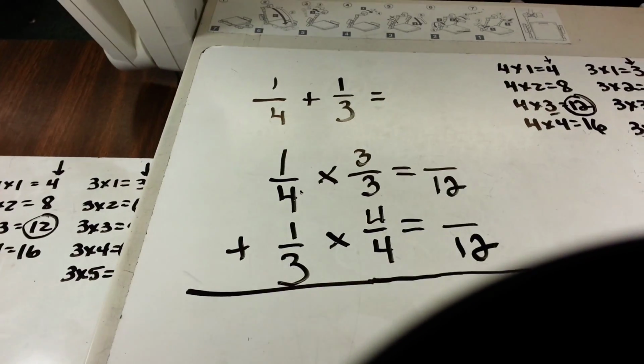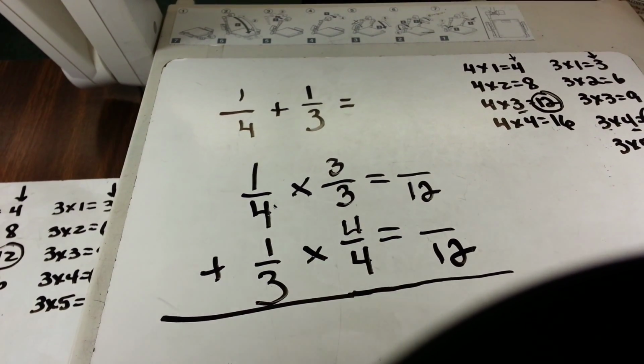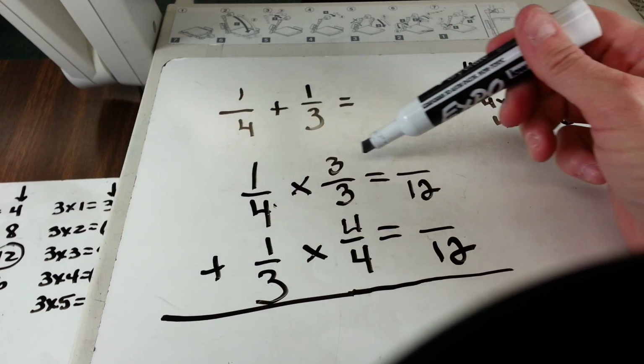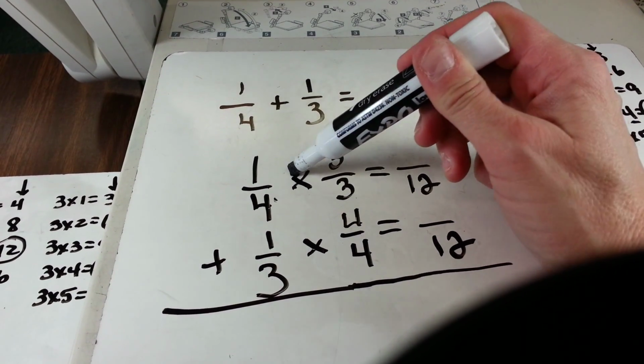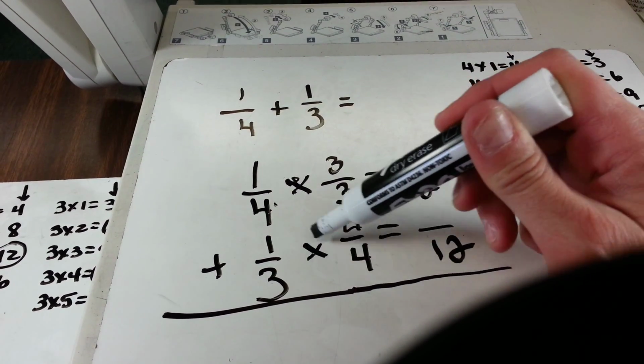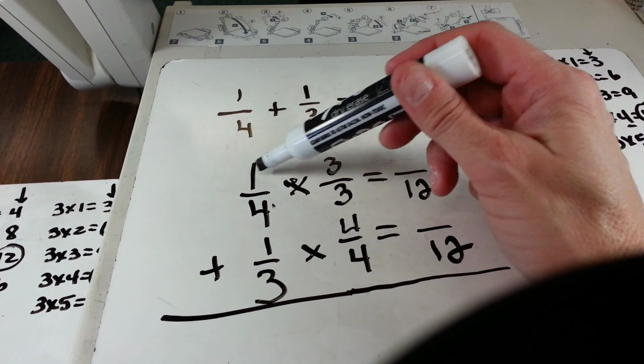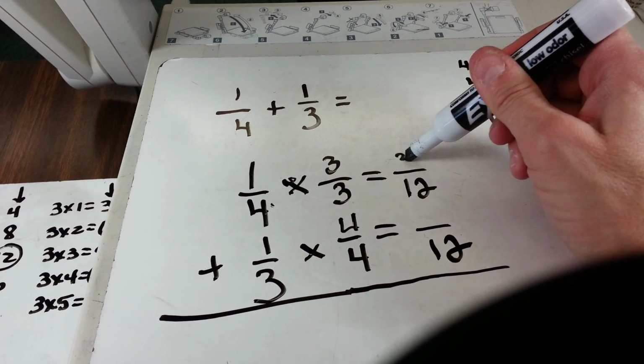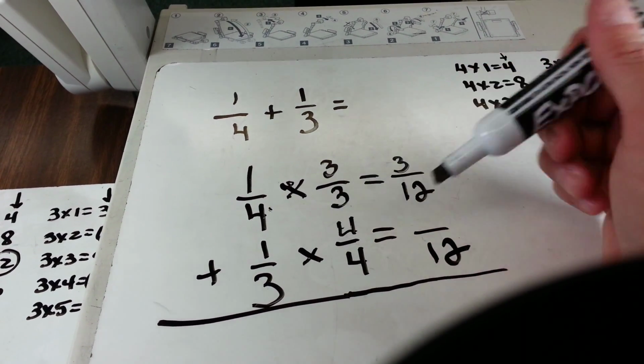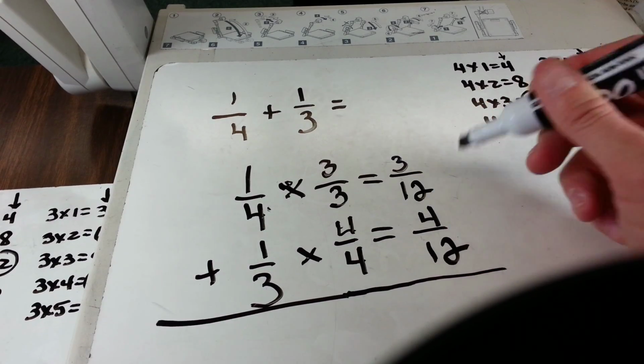The next thing is we've done all the hard stuff right now, so all we have left to do is fill in the blanks. And what we have is a multiplication sign here and a multiplication sign here. So we're going to multiply right across. 1 times 3 equals 3. 1 times 4 equals 4.